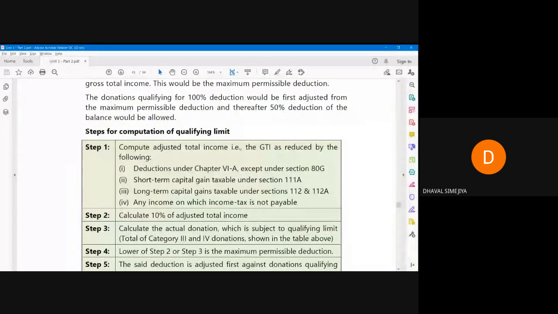Steps. By following these steps, you will come to know what is qualifying limit. First of all, compute total income, adjusted total income. Now, what is adjusted total income?